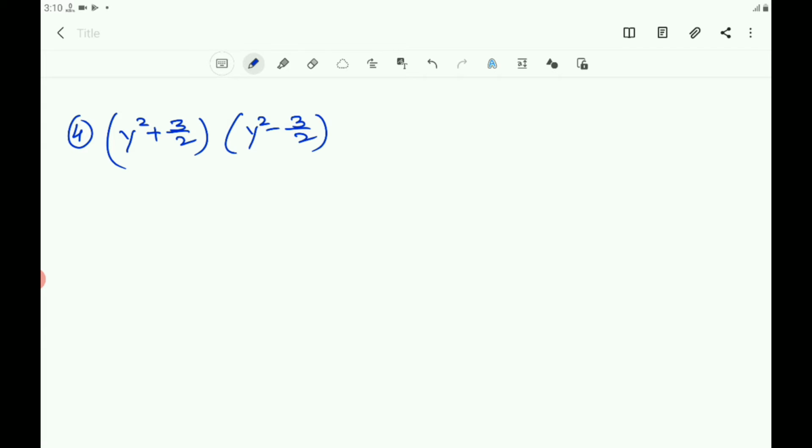Then this is in the form of a plus b into a minus b. In the place of a there is y square and in the place of b, 3 by 2 is there. So you write a plus b into a minus b, or you write x plus y into x minus y. A plus b into a minus b, or x plus y into x minus y equals what? X plus y into x minus y is x square minus y square.